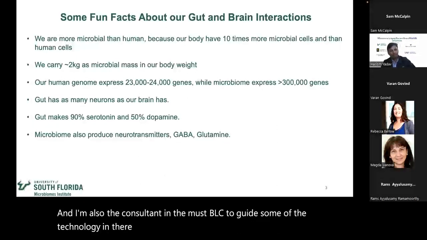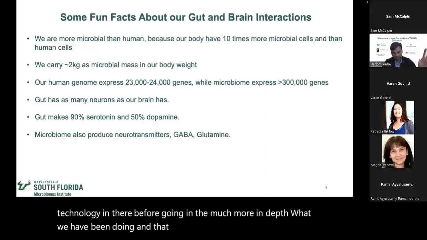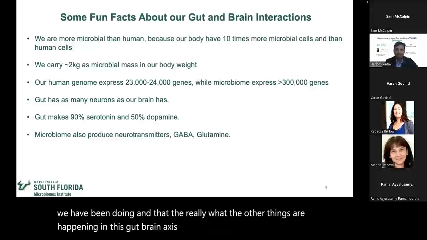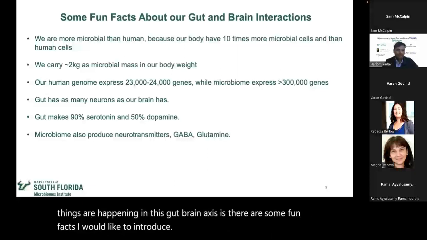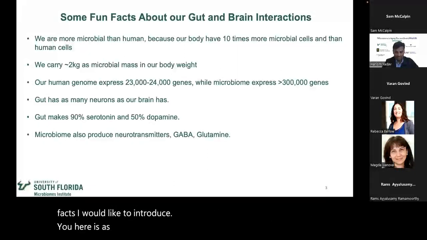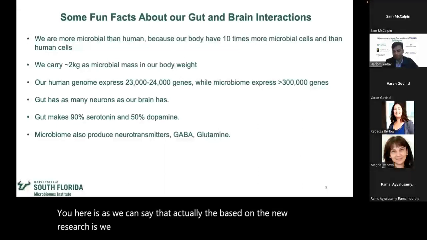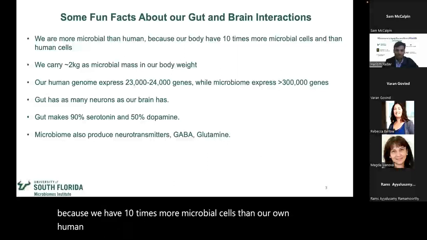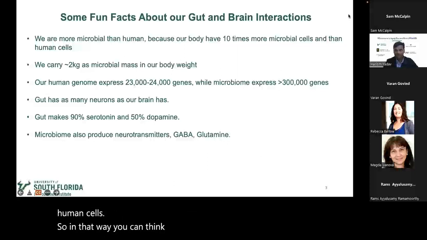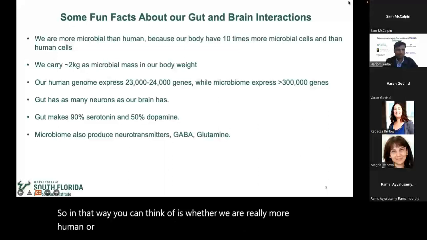Before going more in depth into what we have been doing and what else is happening in this gut-brain axis, there are some fun facts I would like to share with you. Based on new research, we are more microbial than human. The reason is that we have 10 times more microbial cells than our own human cells. So in that way, you can think about whether we are really more human or more microbial.